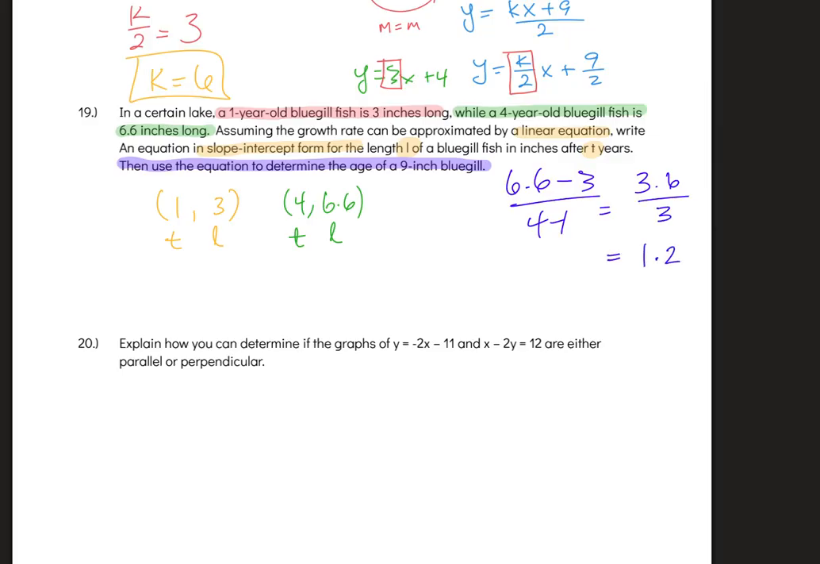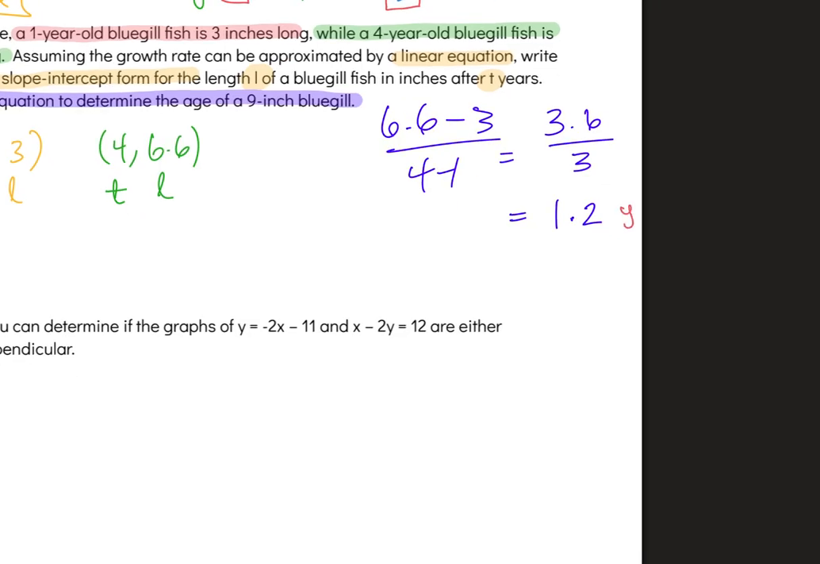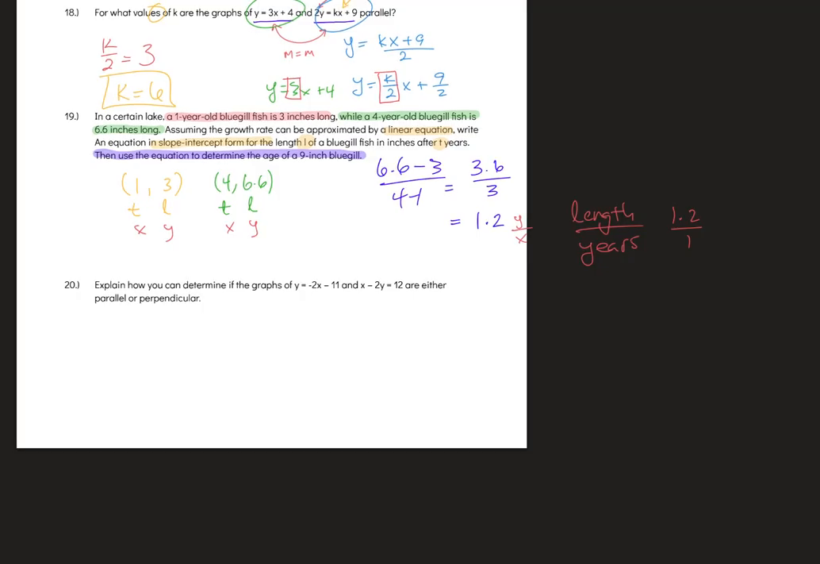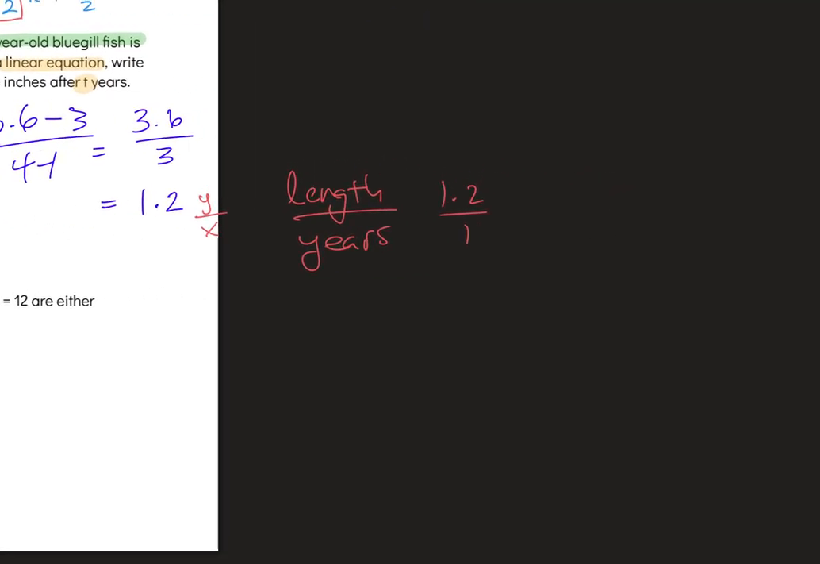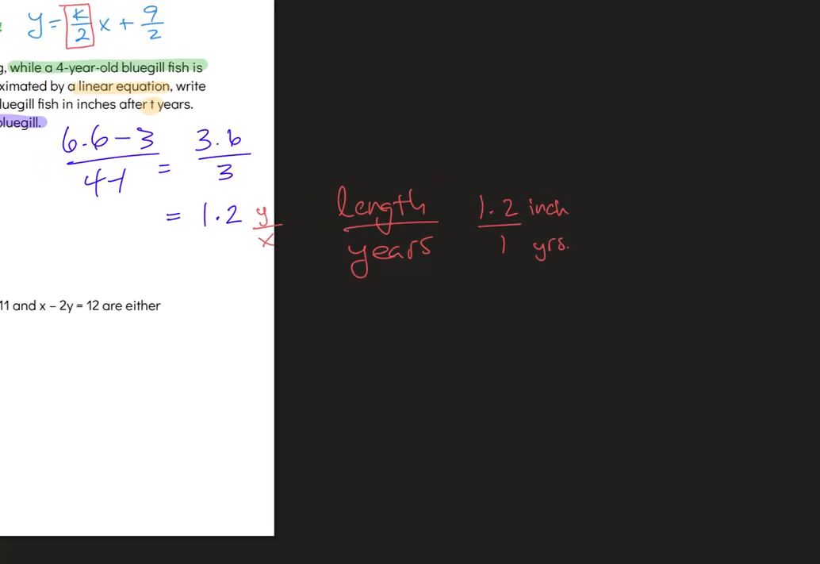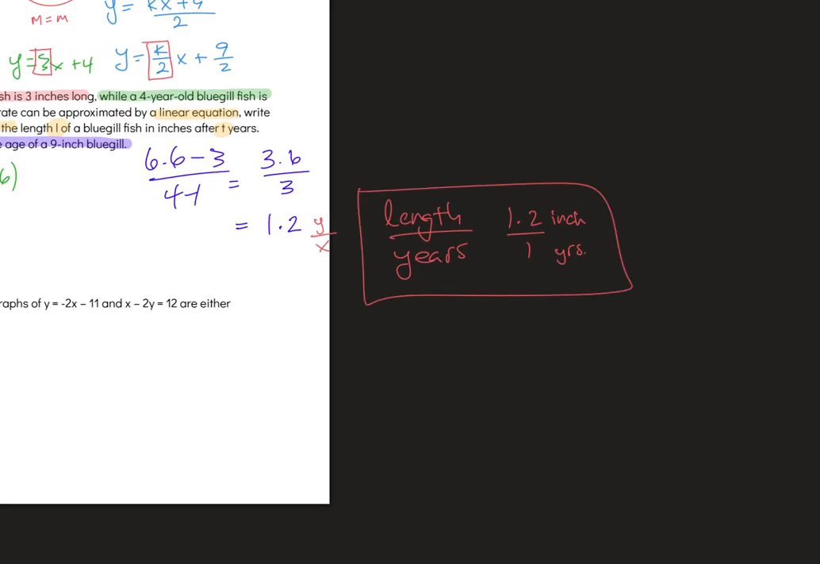And then to give it some context, remember, this is the change in y over the change in x. But our y and x are here. So it's going to be the change in length over the change in years. It's going to be 1.2 over 1. I think that works. You could do inches over years if that helps. But really, this is what I was most interested in.